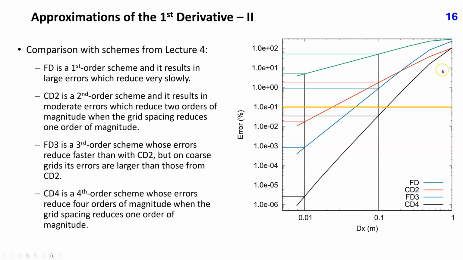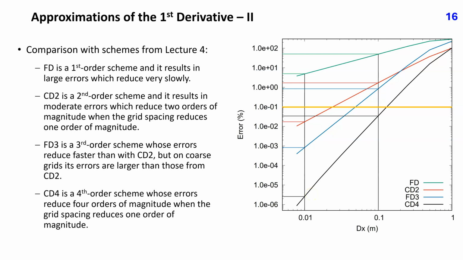The fourth order central difference approximation starts with a similar initial error as CD2, but because of its fourth order error reduction rate, its error for the grid spacing of 0.01 meter is below 3 times 10 to minus 6%, which is far lower than engineers would ever need to go.